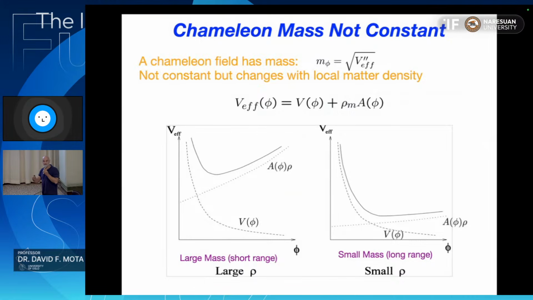So if the mass is very small, the Compton wavelength of the field, so the range of the force, becomes very large. So in low densities, where rho is very small, the force has a very long range. So in a void in the universe, the fifth force has a very long range. If you come to a high dense region like the Earth, the fifth force becomes very massive, the scalar field becomes very massive, and the range becomes very, very short.